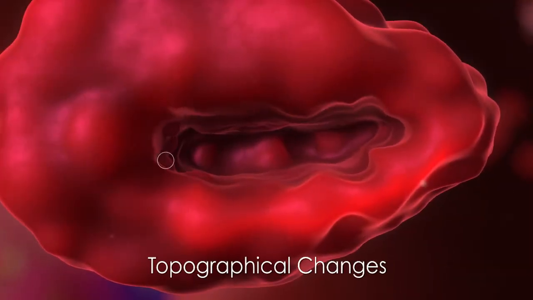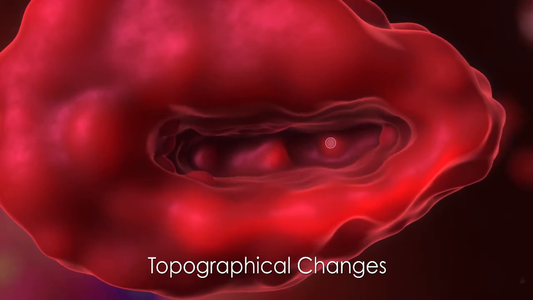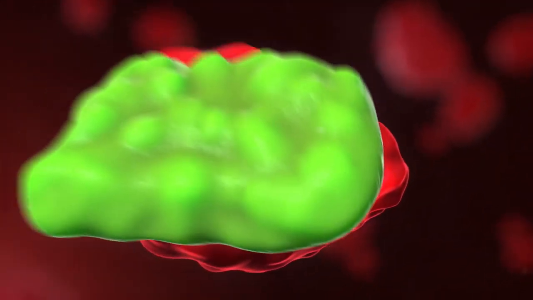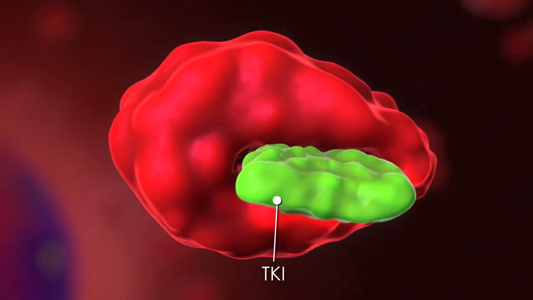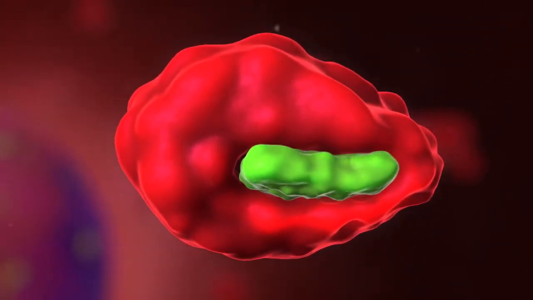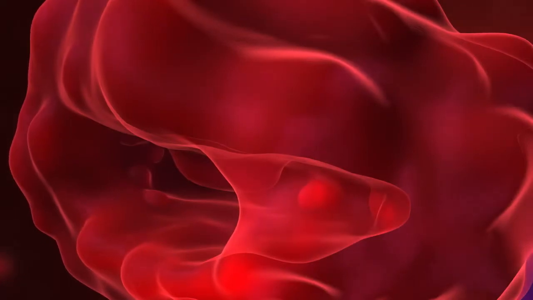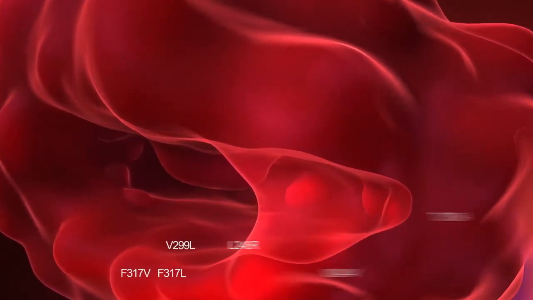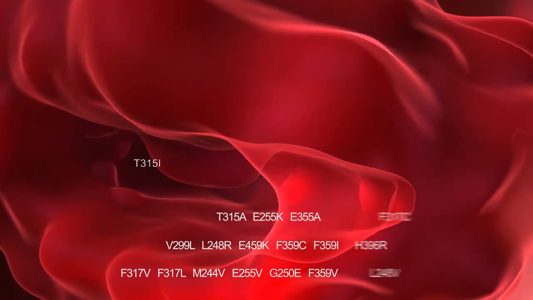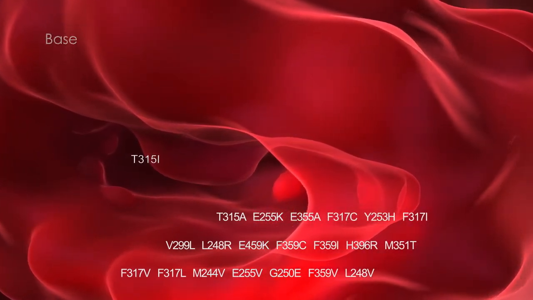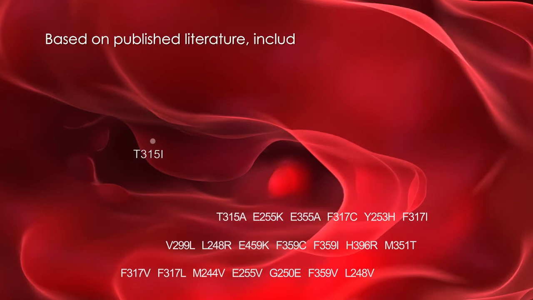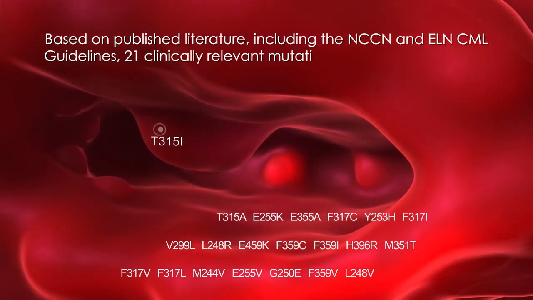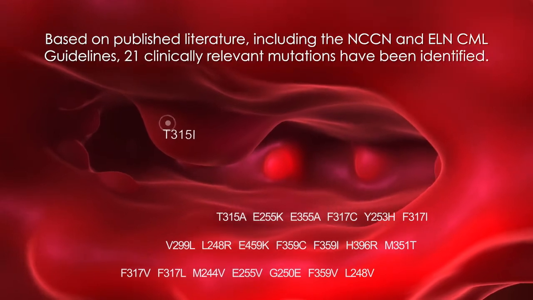Topographical changes within the binding pocket that sterically hinder TKI binding, or changes to amino acid side chains, may result in direct disruption of binding between a TKI and the BCR-ABL1 protein. A variety of mutations occur on various amino acids. Different amino acid substitutions can also occur at the same residue. Based on published literature, including the NCCN and ELN-CML guidelines, 21 clinically relevant mutations have been identified.